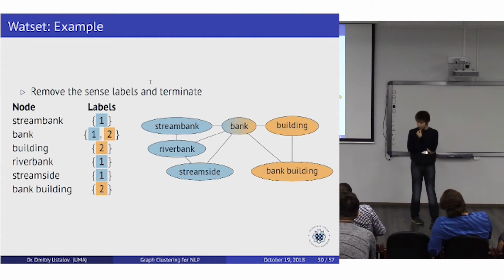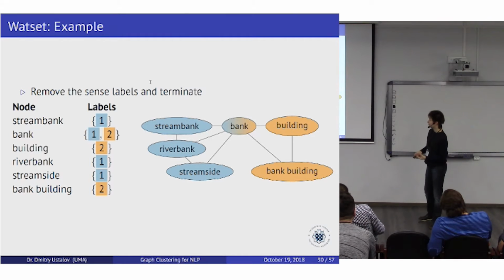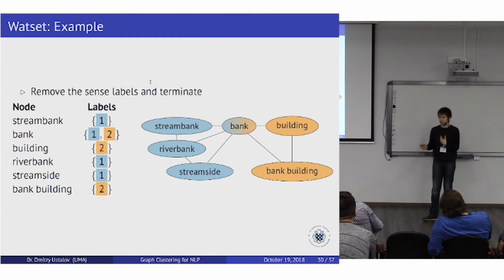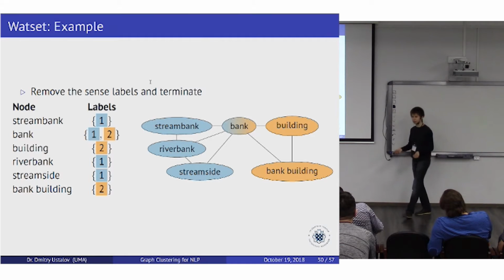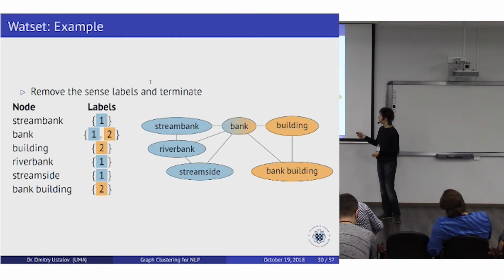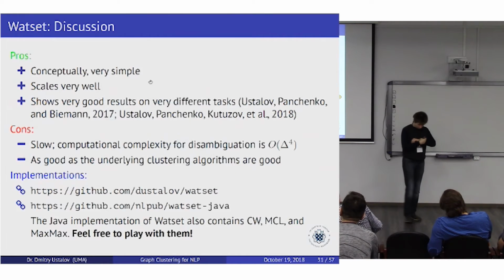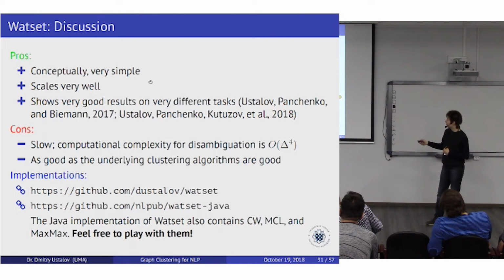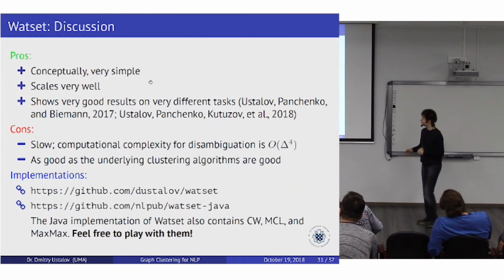But it requires some guessing of the algorithm, so you need to run either Chinese Whispers or MCL, and you need some tuning. That's a disadvantage. Everything has disadvantages, you know. Good. Now, discussion on WhatSet.